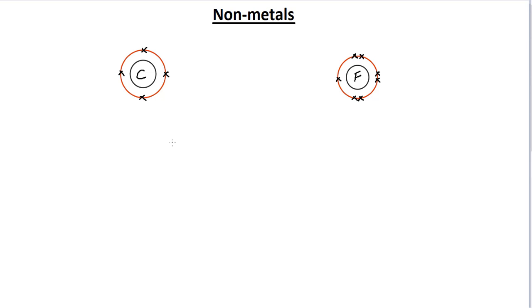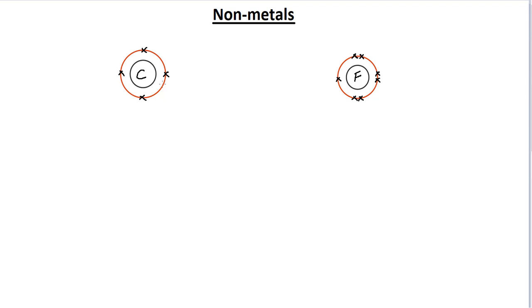So instead, what they're going to do is share their electrons in the form of covalent bonds, and this will enable them to obtain a stable electronic configuration. So metals lose their outer electrons, while non-metals share their outer electrons to form covalent bonds. And there are 2 types of covalent structure that the non-metals will form.